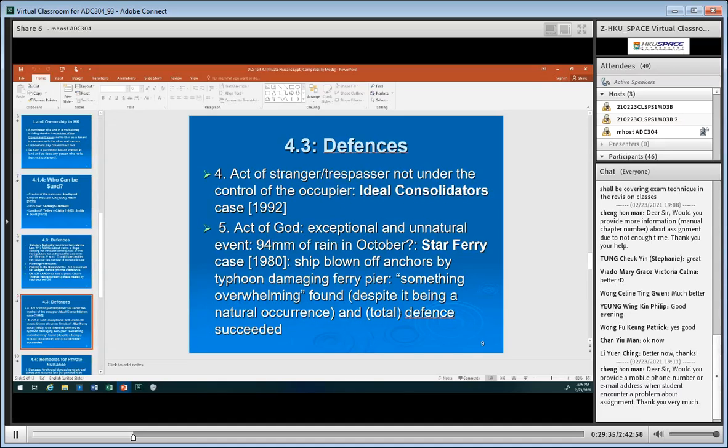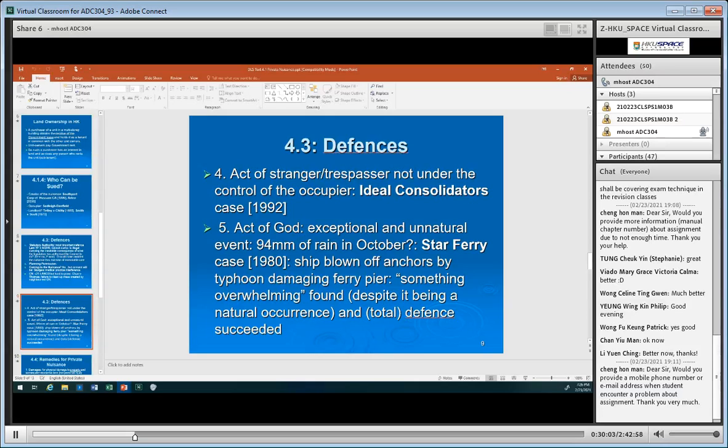Question part A of an exam, explain what is meant by the defence of act of God. Okay, well, this would be a natural occurrence which is not reasonably foreseeable. Now, of course, in the Star Ferry case, a ship was blown off its anchors by a typhoon and damaged the Star Ferry pier, so the Star Ferry company sued them.